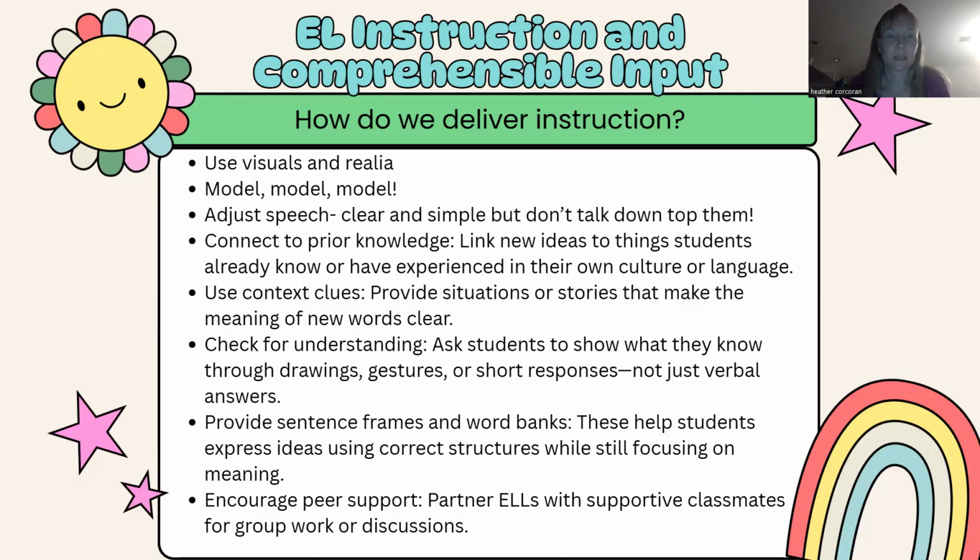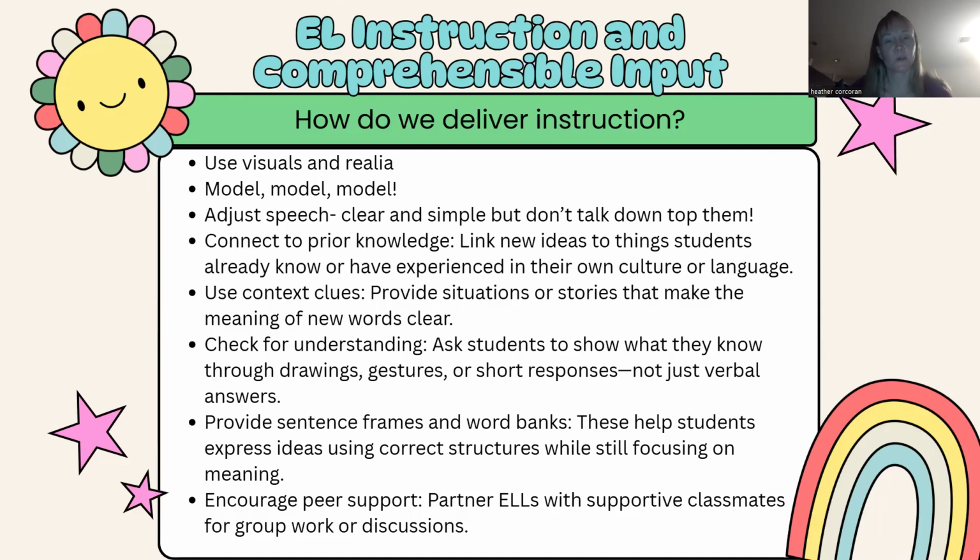The next aspect is all about how teachers are delivering the lesson. When you're delivering a lesson that's thinking about comprehensible input and the EL experience, we want to make sure that our sentences are clear and at an appropriately slow pace. We want to use simple sentences that are nice and concise, but don't talk down to them. Sorry for the typo on that.